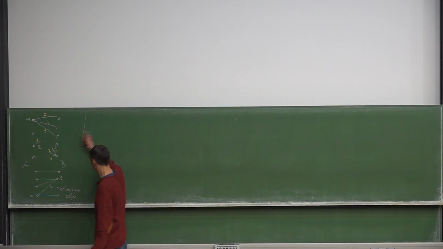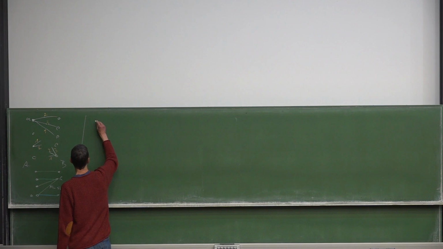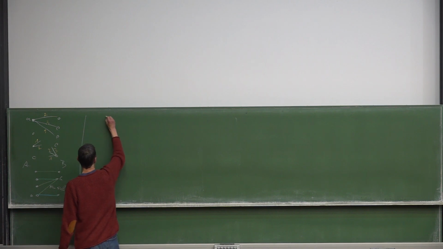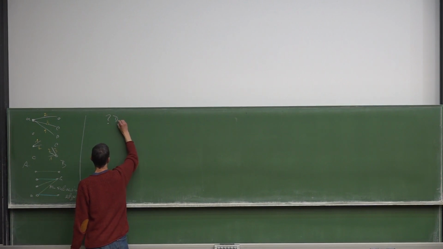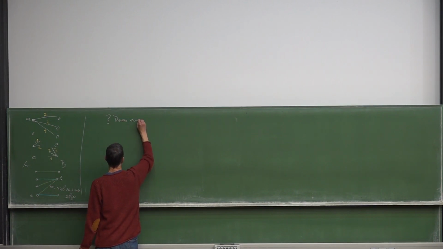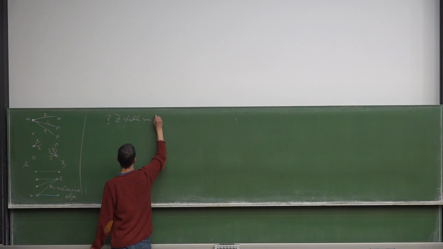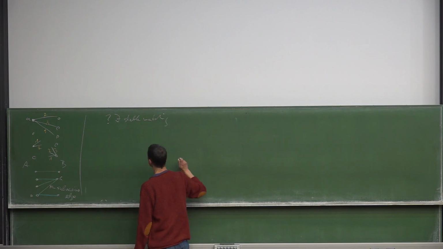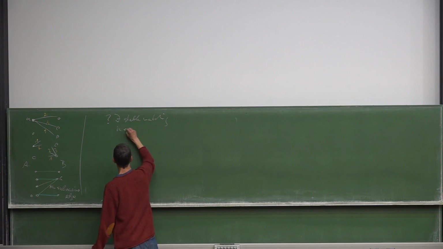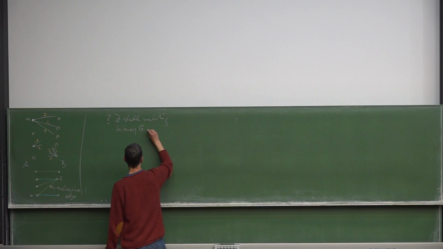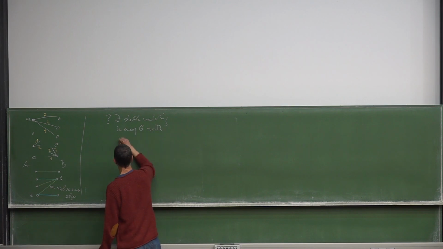Okay, so the question is, is there a stable matching in every graph with preference lists?